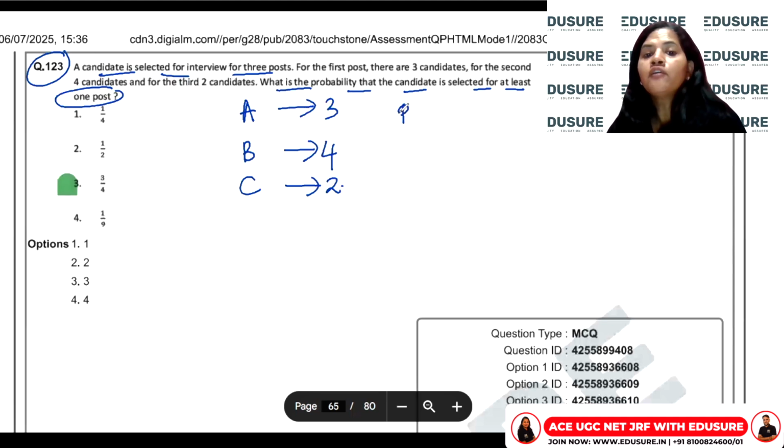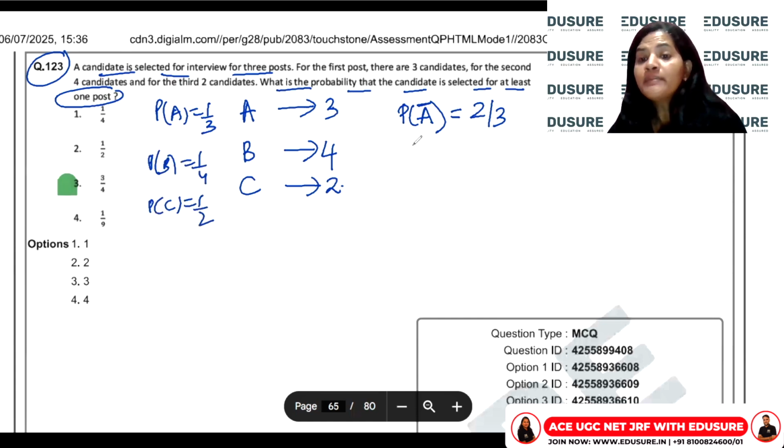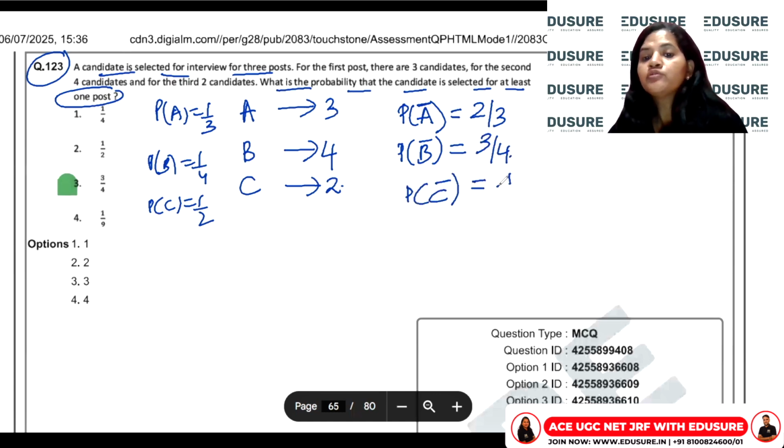So the probability of not getting selected, that is A bar, for the first post would be 2 by 3, because the probability of selection in the first post would be 1 by 3 because there are 3 candidates. For B, it should be 1 by 4, and for C, it should be 1 by 2. For not being selected, you have to subtract it from 1. So 1 by 4 chances of passing, so 3 by 4 chances of failing. Similarly, for C not getting selected, 1 by 2 chances.